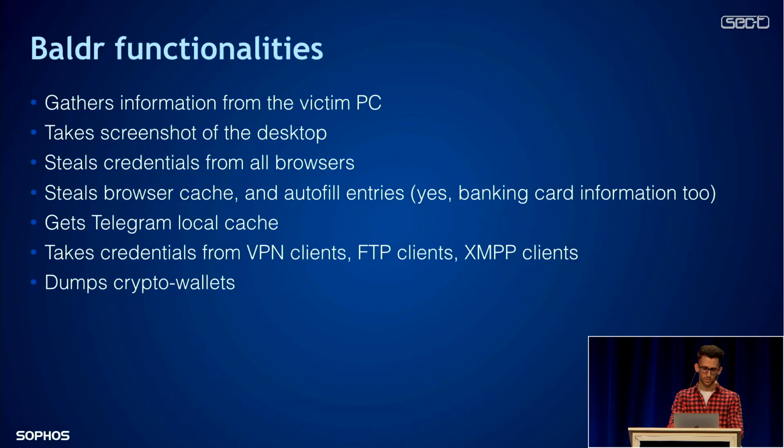So just to sum it up, these are the functionalities that the malware had. First of all, it gathers lots of information from the victim PC. Secondly, it takes a screenshot of your desktop. It also steals credentials from all of your browsers, steals browser cache, autofill entries, and yes, banking card information too if you save those. It also gets the Telegram local cache, but dumps VPN clients as well, FTP clients, XMPP clients as well, and it also steals any crypto wallets.